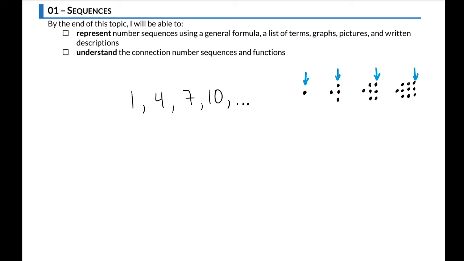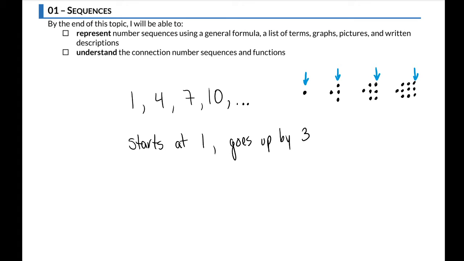Representing it as a picture makes it a little easier to grasp, but it doesn't fix the problem of acknowledging that this will go on forever. If I want a more compact way of referring to a sequence that goes on for many, many terms or infinitely, a picture's not really going to cut it. So the next step is perhaps writing out a description. I could legitimately say that this is a sequence that starts at 1 and goes up by 3, or increases by 3.